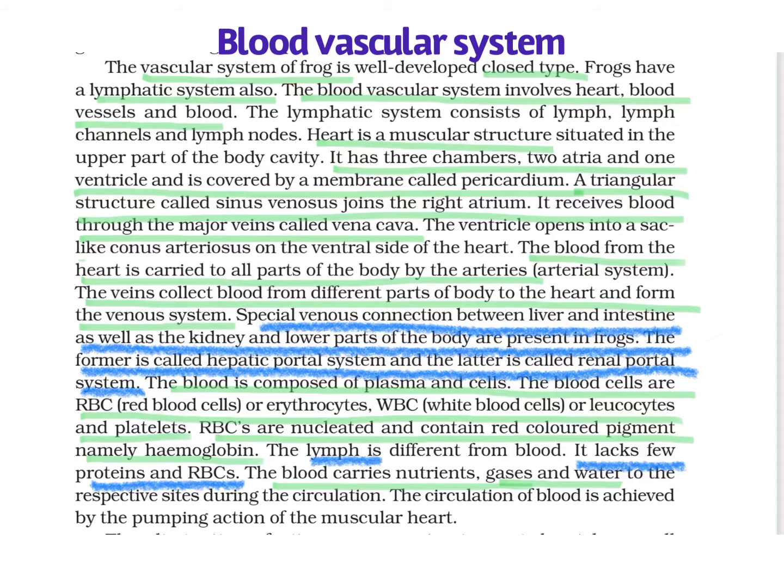Then lymph is different from blood. It actually lacks a few proteins and RBC. This is the differentiating point between blood and lymph.